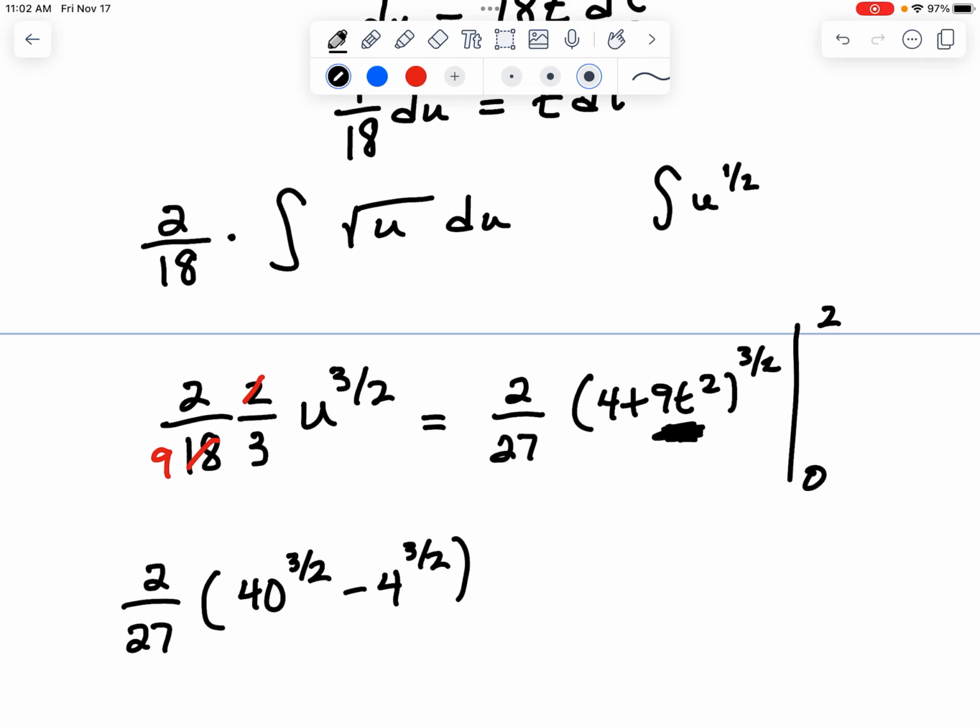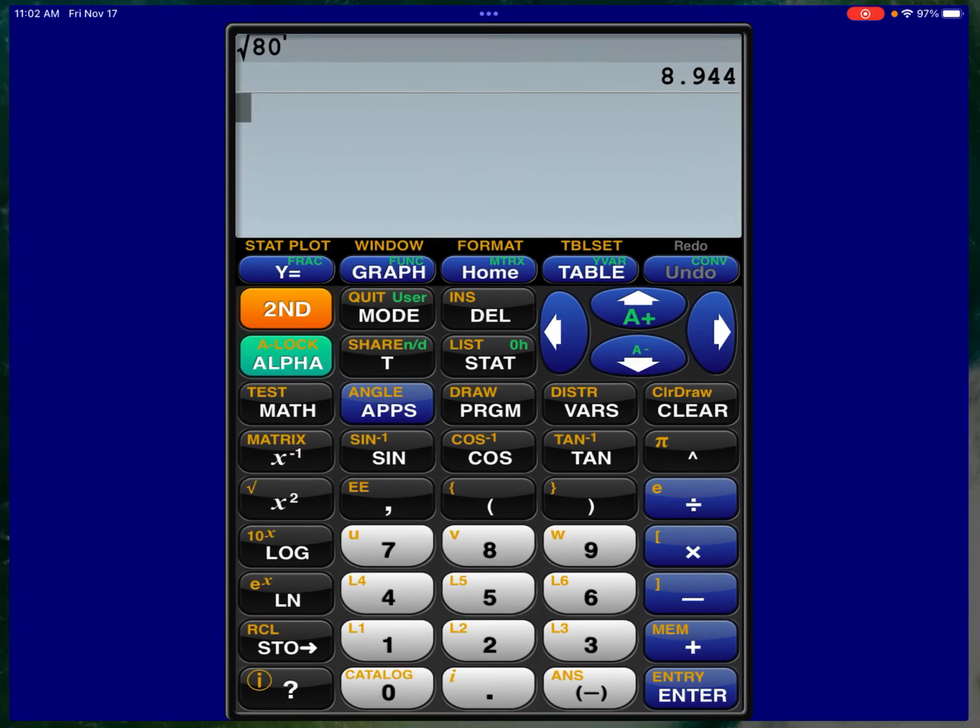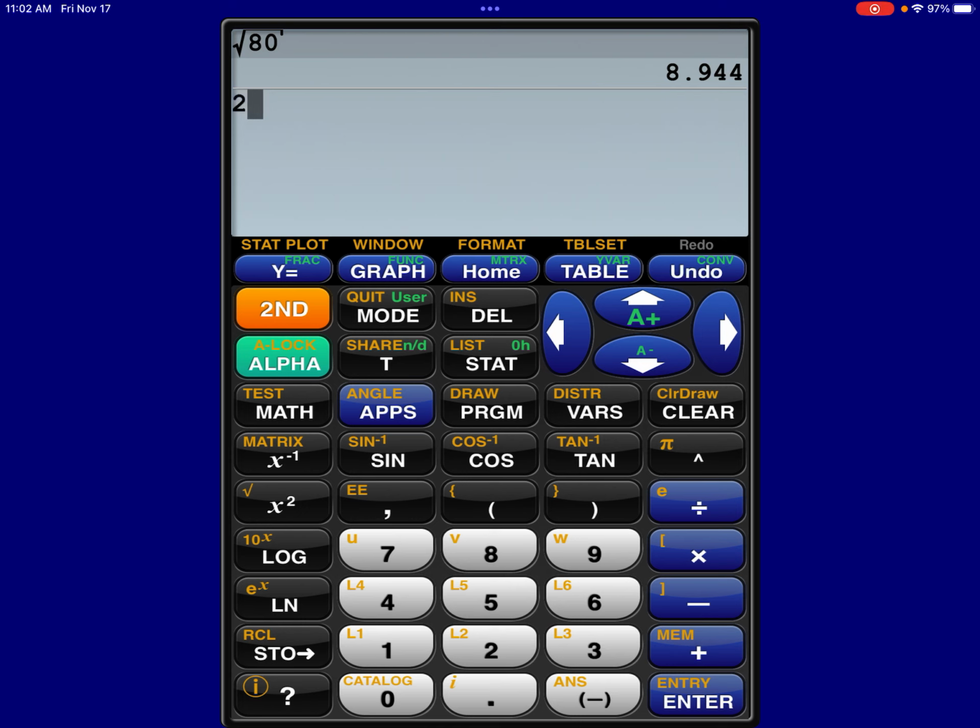Sorry, I just need to write that down real quick before going over to the calculator. So we've got 2/27, and then 40 is raised to the 3/2. And then minus 4 is raised to the 3/2.